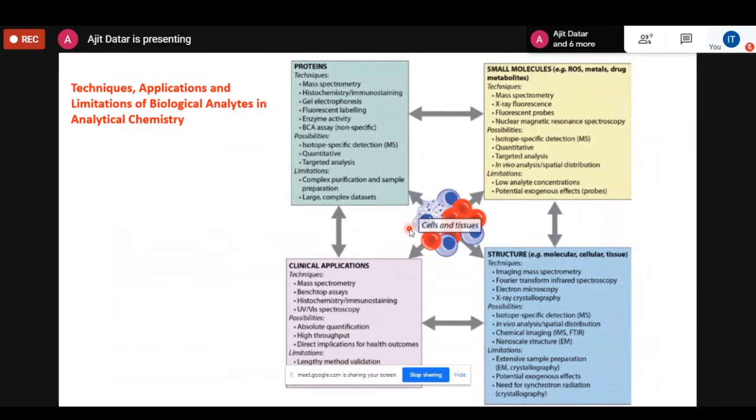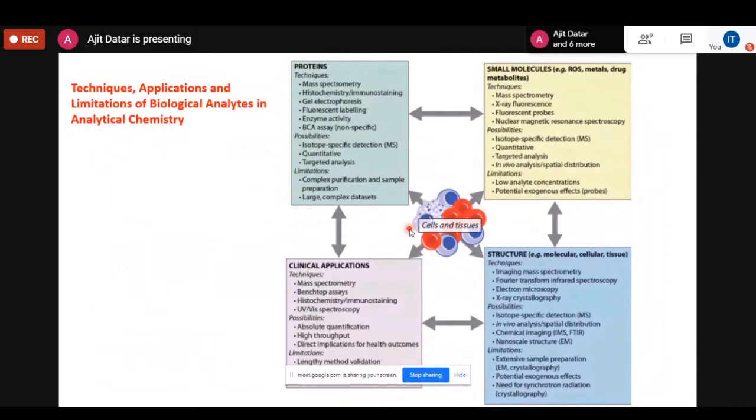So here I am taking cells and tissues as one of the matrices, and then which instruments are possible to be used for small molecules as well as for large molecules like proteins. You can see there are lots of instruments listed there when we talk about proteins, and the first instrument of course is mass spectrometry. Then there are others: histochemistry and immunostaining, then gel electrophoresis, fluorescent labeling, enzyme activity, then isotope, BCA assay, non-specific.